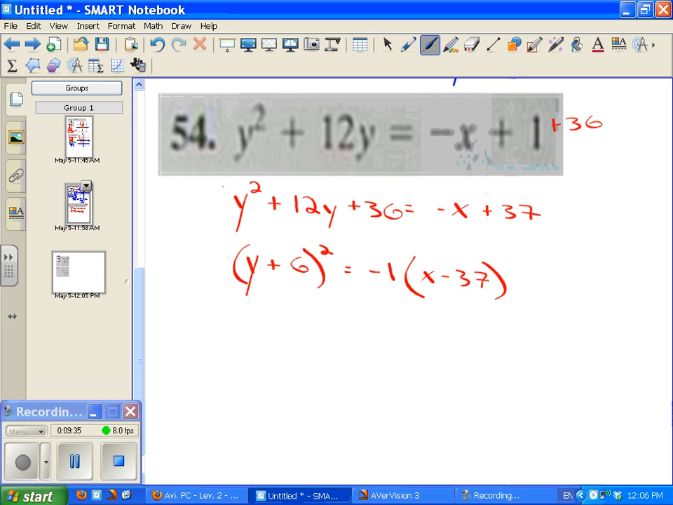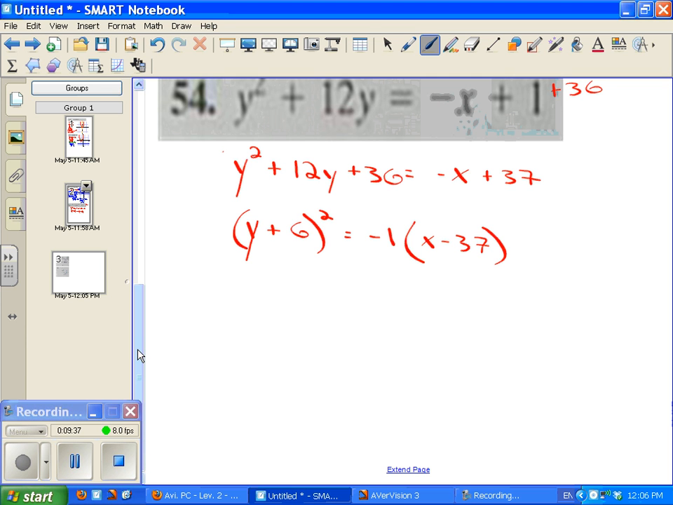All right, now where is that vertex? 37, negative 6. Because h is always with the x. Okay, that's going to be difficult to graph.